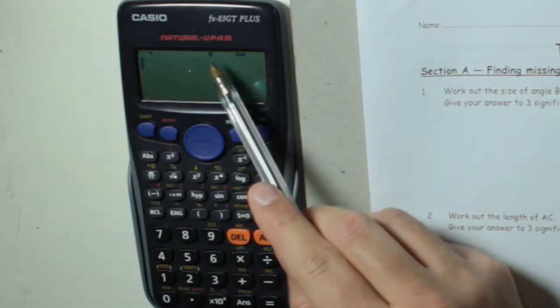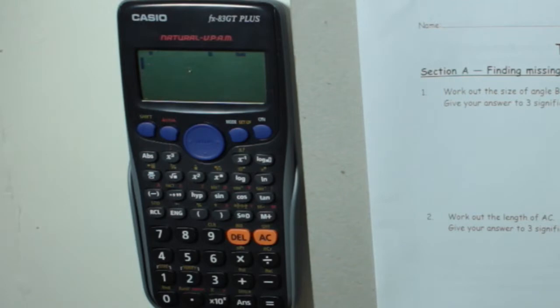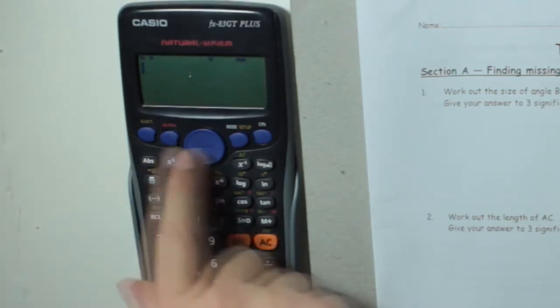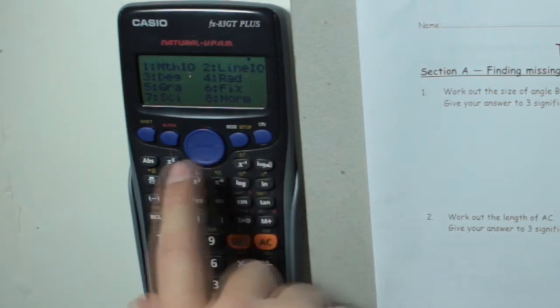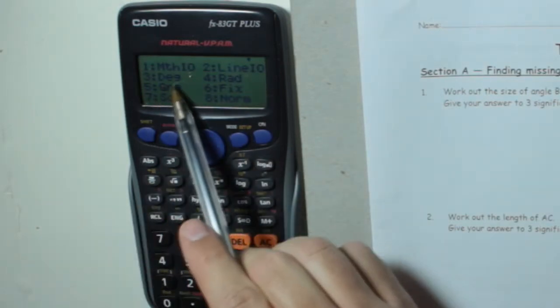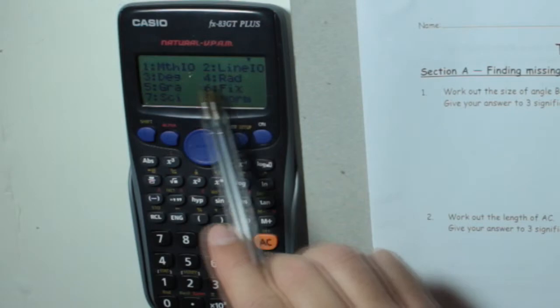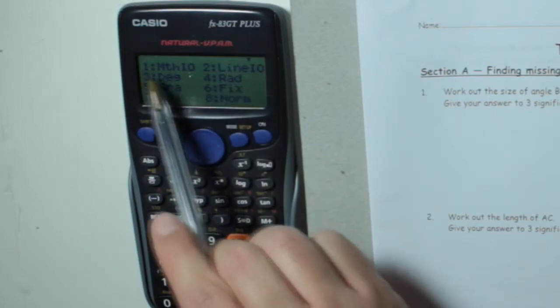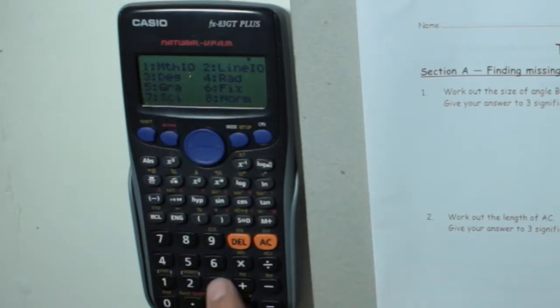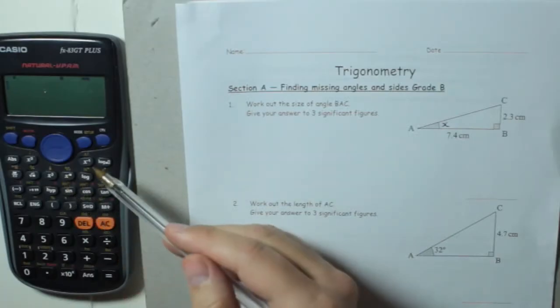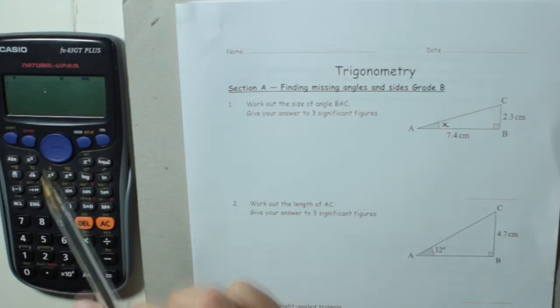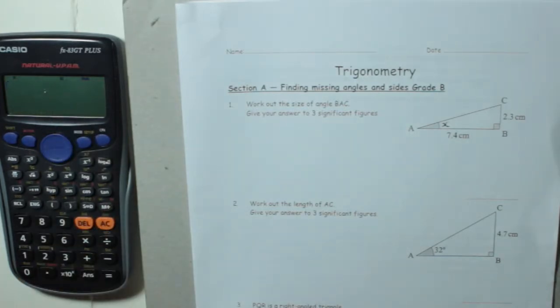If it doesn't, then you're going to have to change it, and I think on a Casio you press Shift Setup, and then you can see you've got the options 3 deg, 4 rad, 5 grad. Make sure you press 3. If you've got a different kind of calculator, there might be a button that says DRG, or you might have to go into your settings. But always make sure you're in the degrees mode. So now we can start.